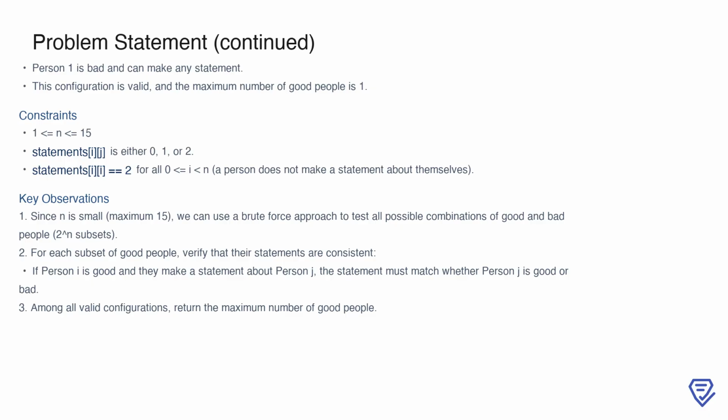For each subset where certain people are assumed to be good, we verify that their statements are consistent. Specifically, if a good person makes a statement about another individual, that statement must correctly reflect whether the other person is good or bad. Among all valid configurations, we return the maximum number of good people. This ensures that we exhaustively explore all possibilities to find the optimal solution.